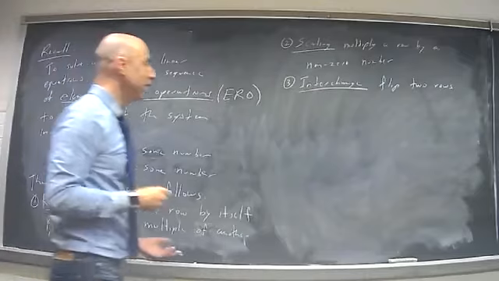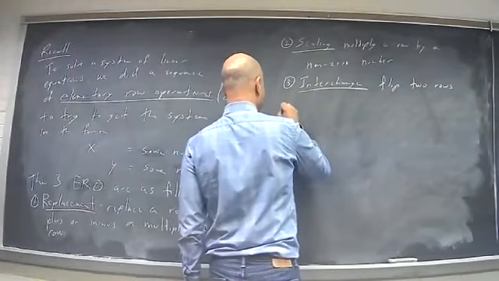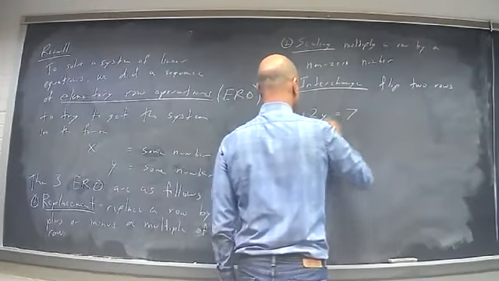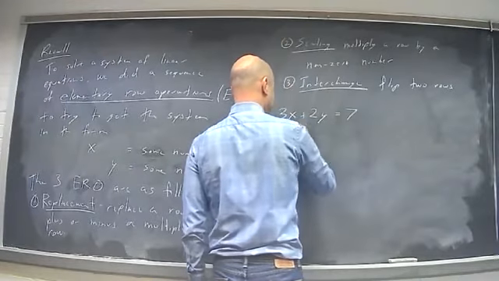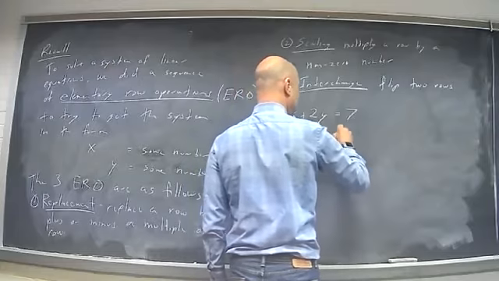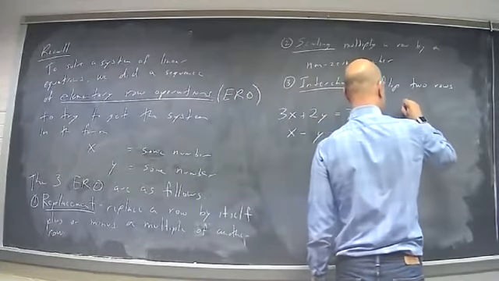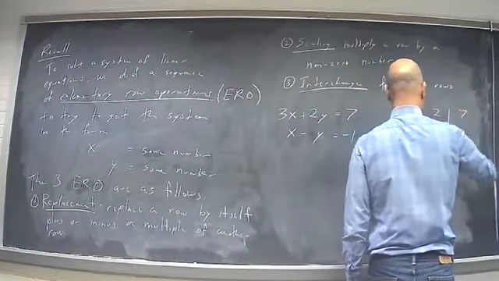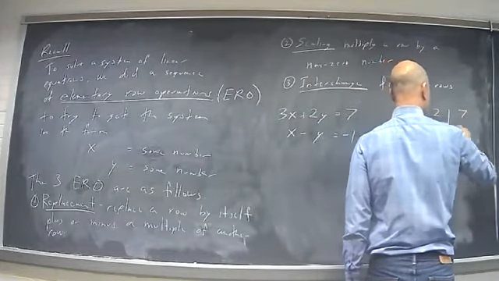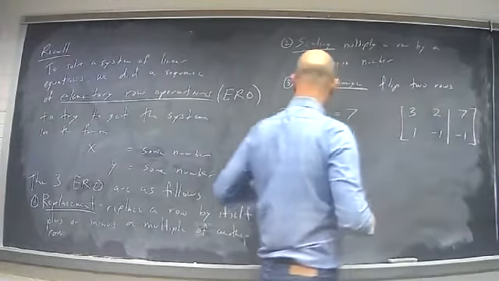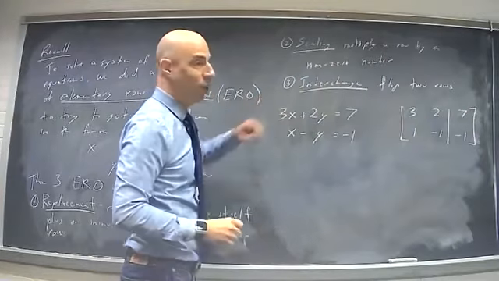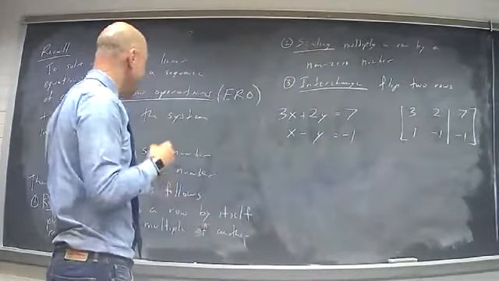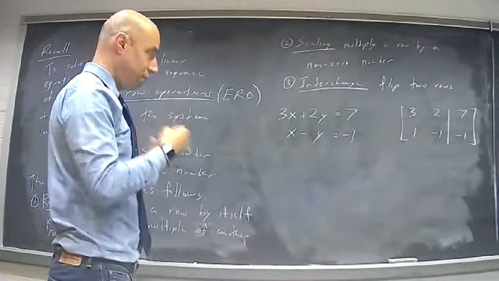So if I had the system that I had before, which was 3x plus 2y equals 7, and x minus y equals negative 1, and we already had this in matrix form: 3, 2, vertical bar, 7, 1, negative 1, negative 1. Instead of working with these two equations, equation number 1, equation number 2, I can just work with the matrix that I have over here, each time doing one row operation.